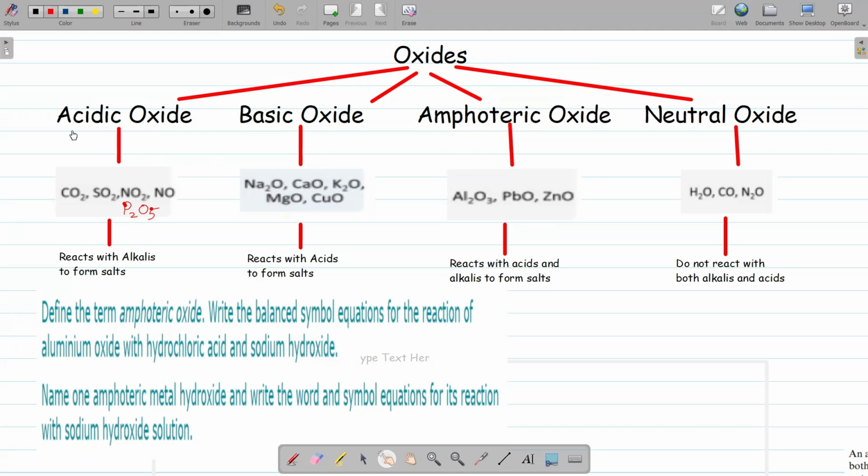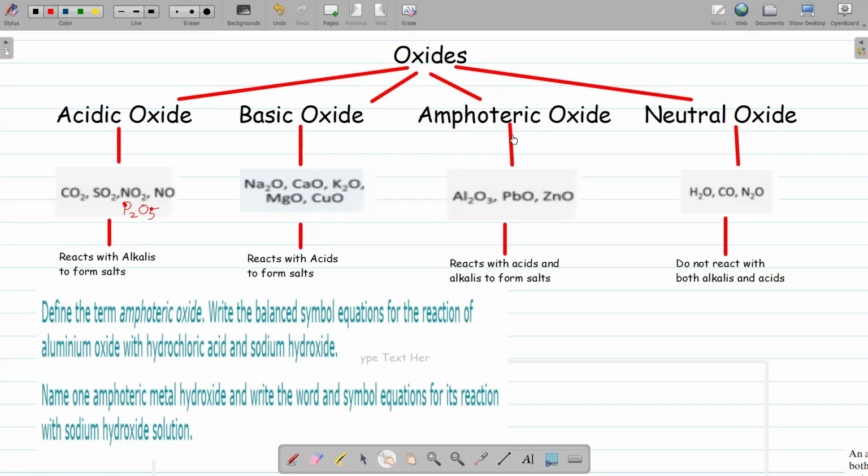neutral oxides. If you see, the acidic oxides are all the non-metal oxides. When they dissolve in water, they form acidic solutions, and they can react with alkalis to form salts and water. Now, basic oxides are all the metal oxides, and when they dissolve in water, they form alkaline solutions. So they react with acids to form salts and water.